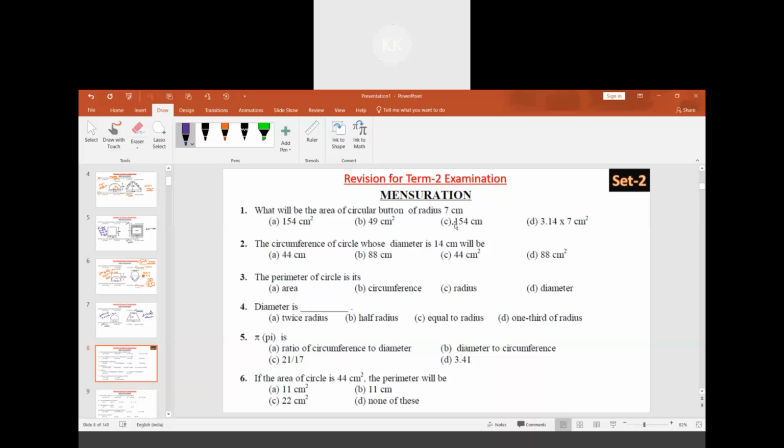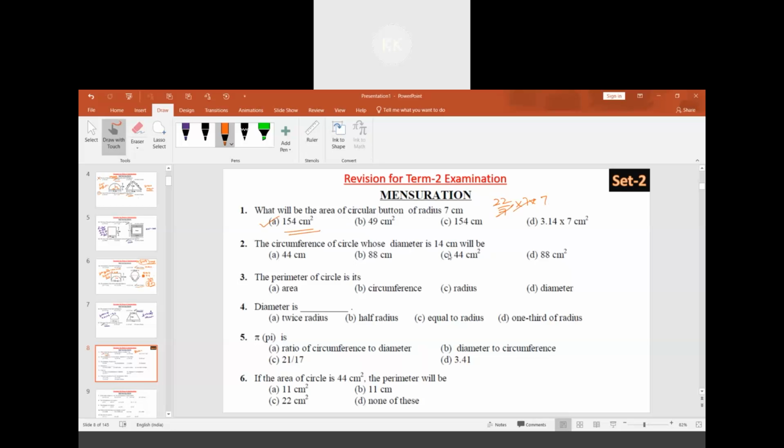What will be the area of a circular button of radius 7 centimeter? Sir, option A, sir. It's the area of a circle, right? So area of circle is pi r square, 22 by 7 into 7 into 7, which is 154 centimeters square. Very good.